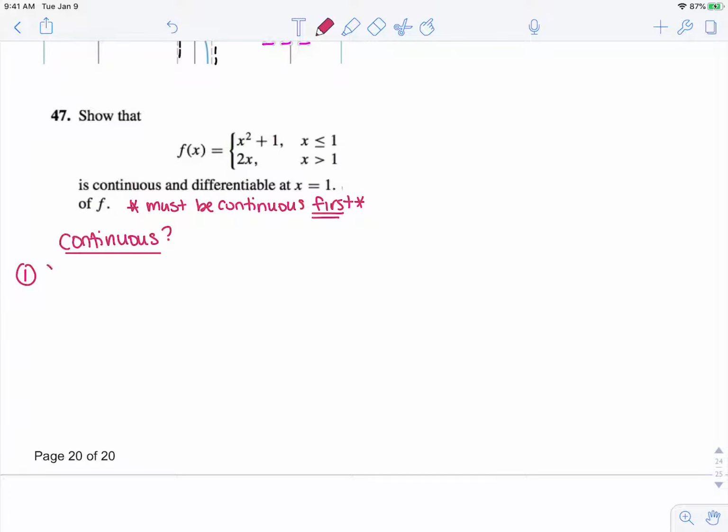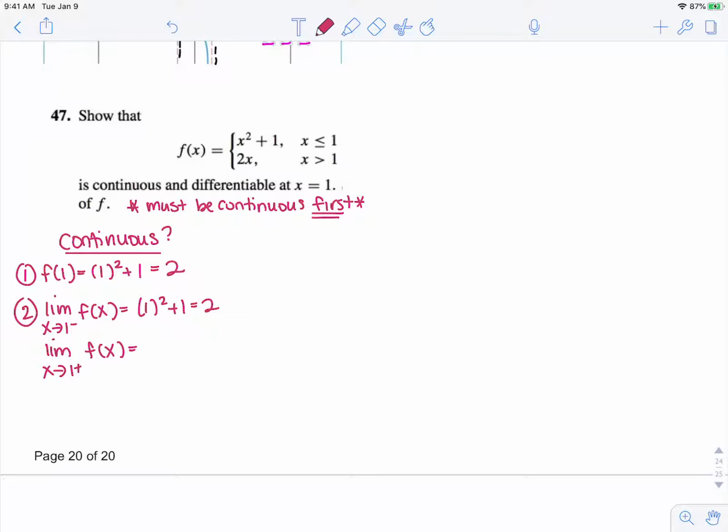There's 3 steps. First, we find f of 1. That will use our top function, which is 2. Then we check our limit as we approach 1 from the left and from the right. From the left, I use the top function again. That gives me 2. Then I also have to check the limit as we approach 1 from the right. That will use our bottom piece, which is also 2.